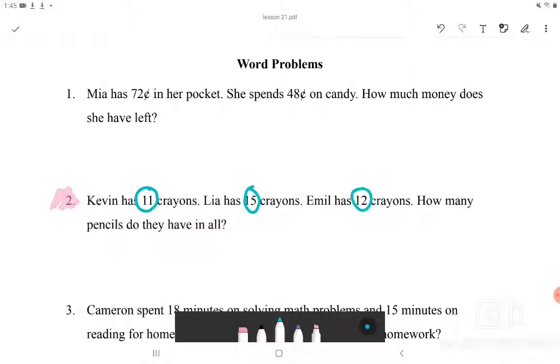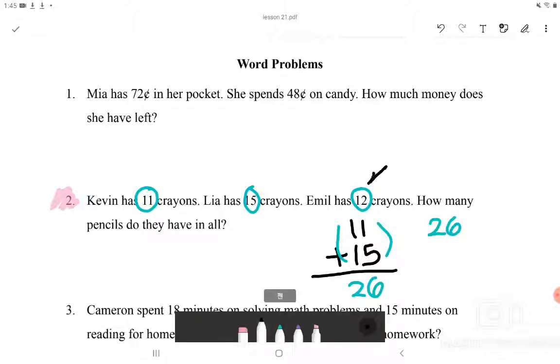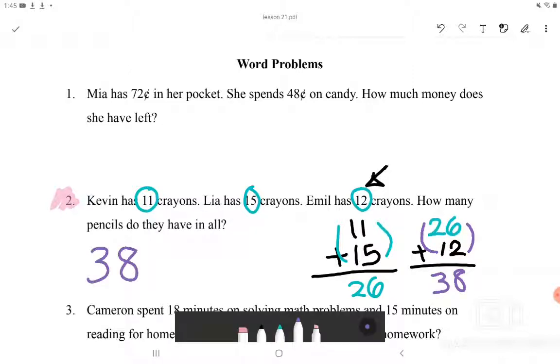To know how many pencils they have in all, we have to add all of them together. So let's add 11 and 15 together first. 1 plus 5 is 6, and 1 plus 1 is 2, so there is 26. Now let's add 26 to this number right here, 12. 6 plus 2 is 8, and 2 plus 1 is 3. So we know that there is 38 pencils in all.